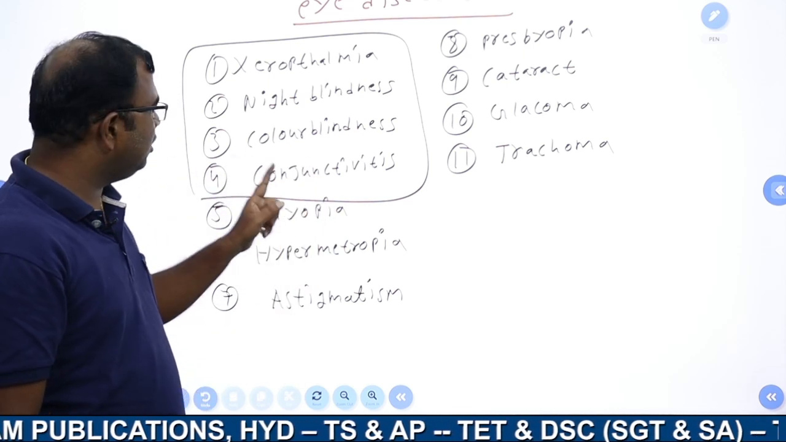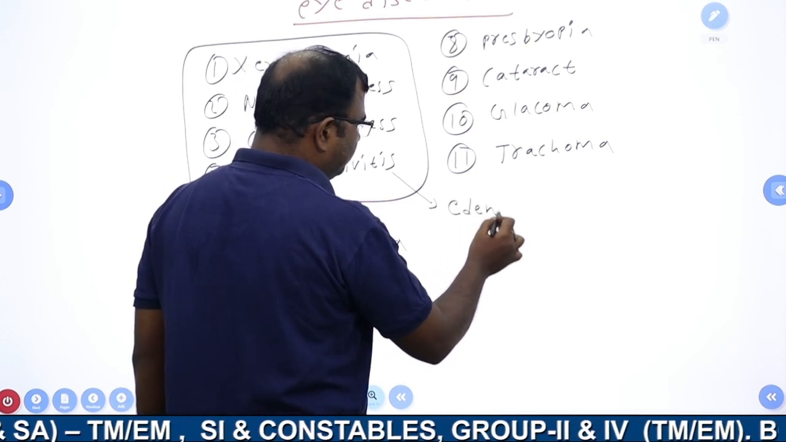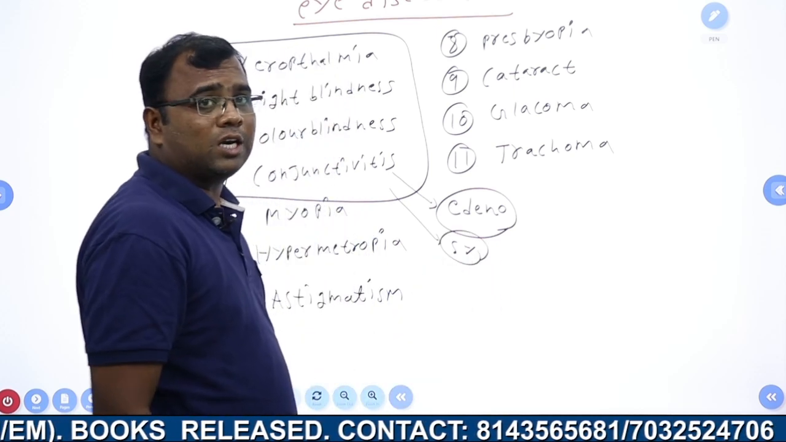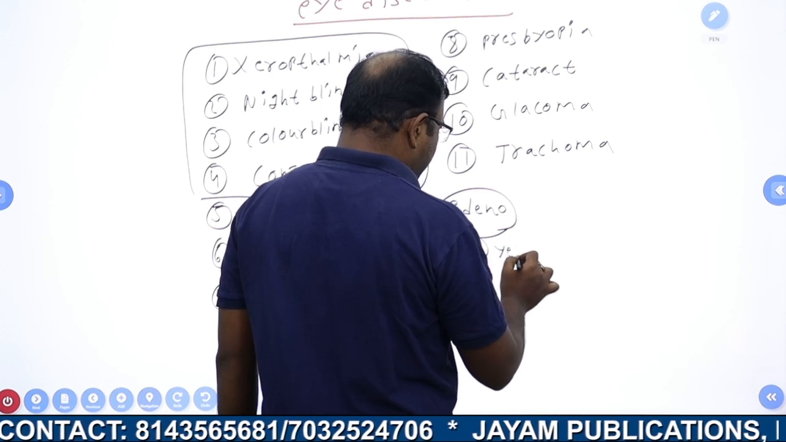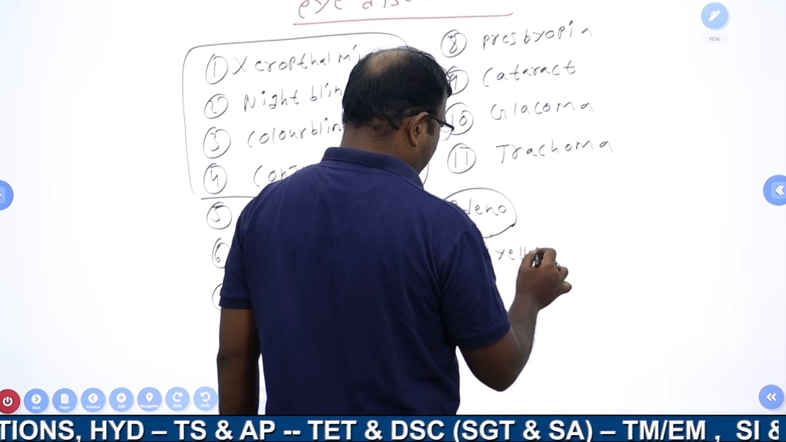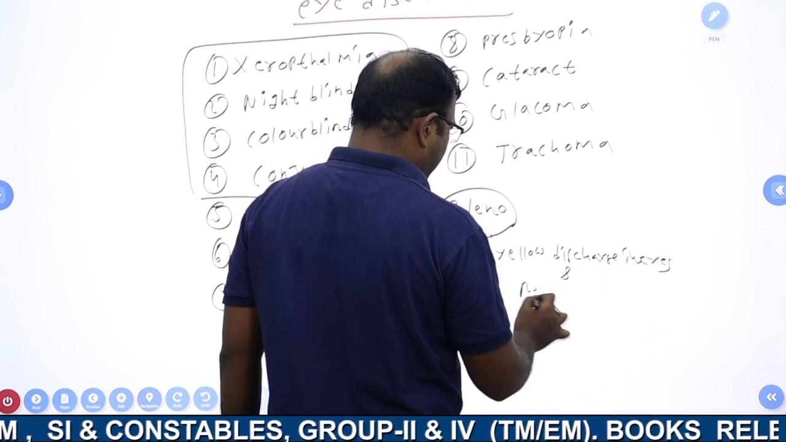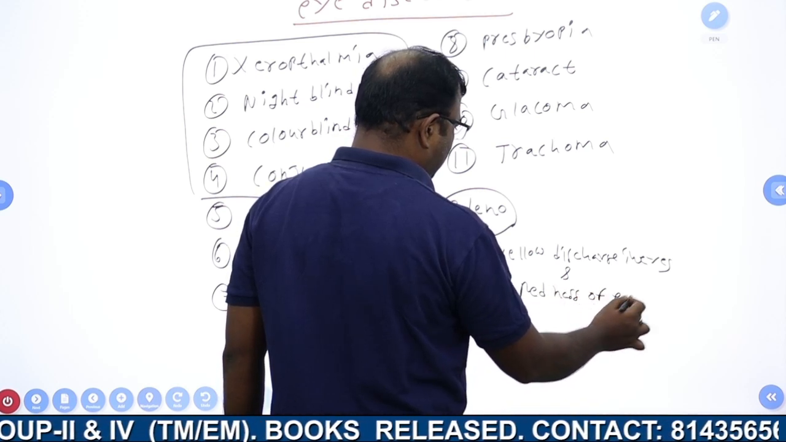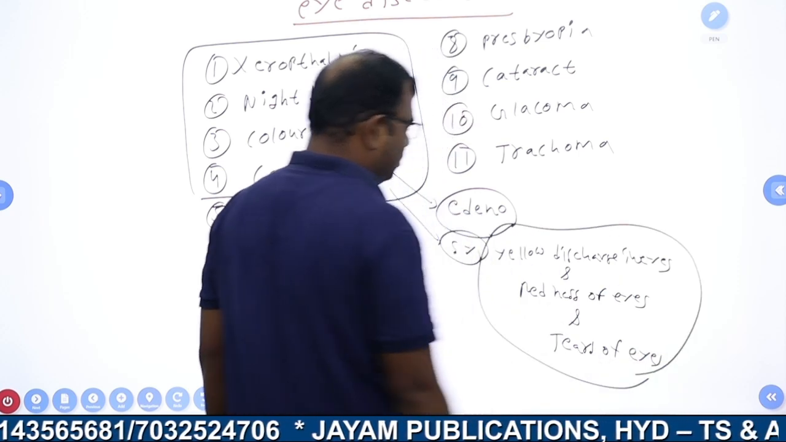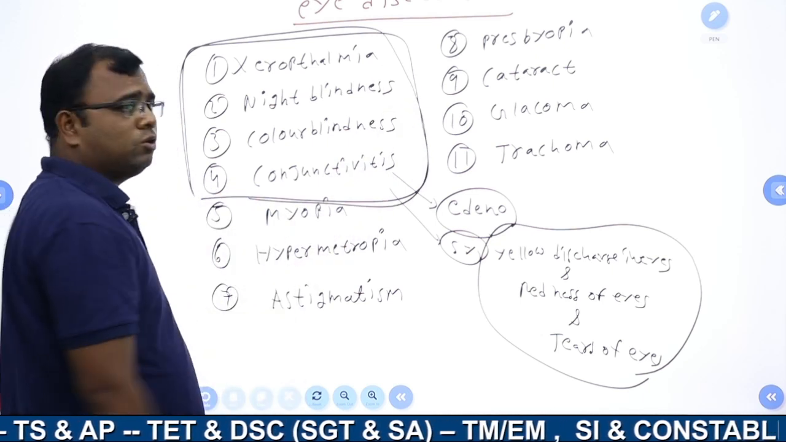Next, conjunctival disease. The conjunctival disease is caused by which virus? Adenovirus. The symptoms of conjunctival disease are yellow discharge in eyes, redness of eyes, and tears of eyes. These are the symptoms of conjunctivitis disease. Already these 4 diseases I told in previous classes.